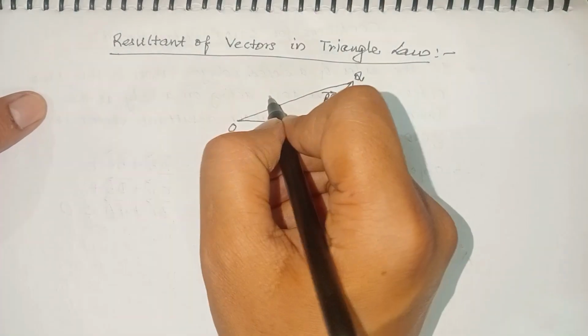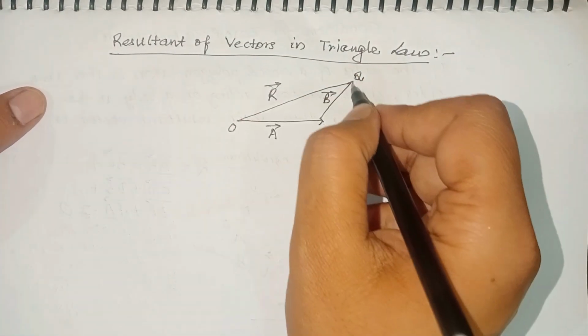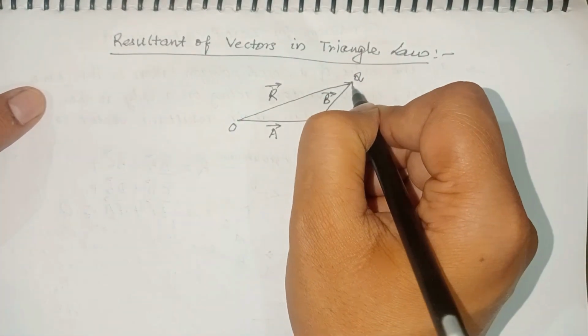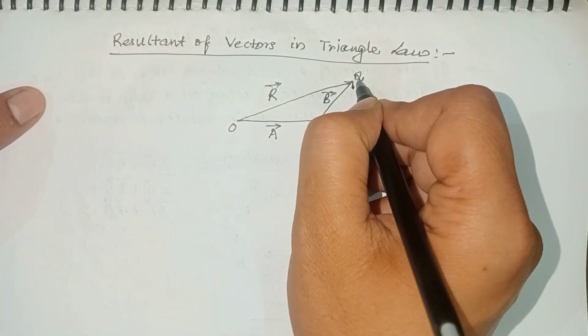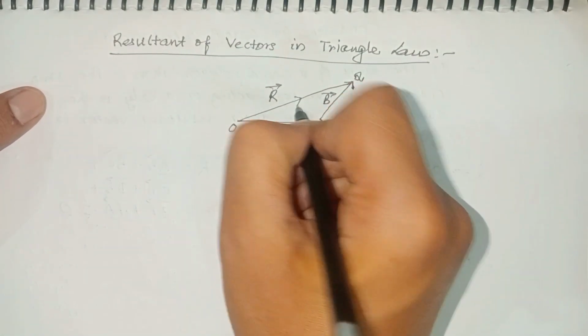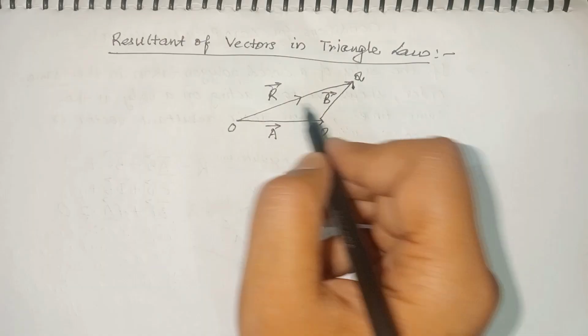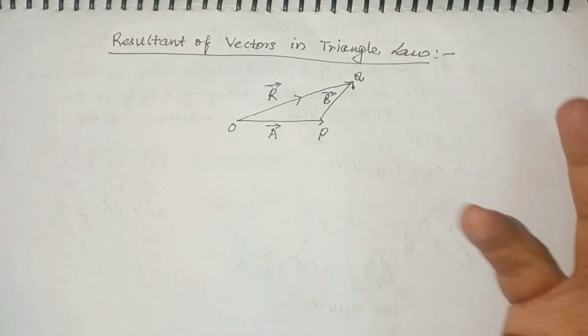The triangle is complete. This is vector R. In which manner will the arrow be pointed? It is anti-clockwise, in this manner. So this will be the resultant vector. Now find the magnitude of the resultant.